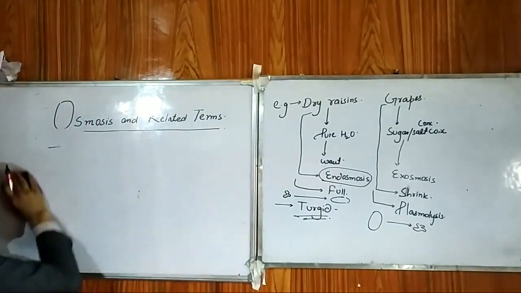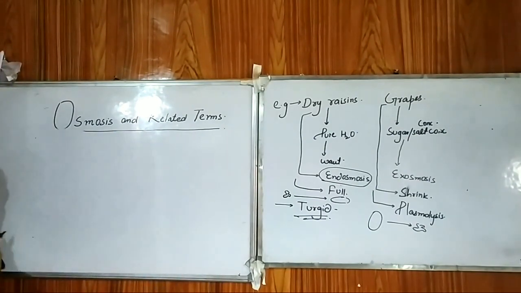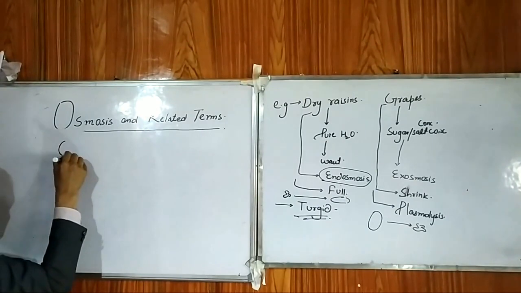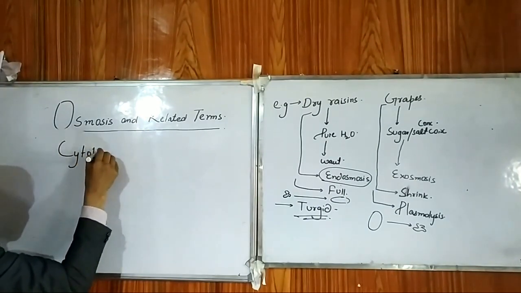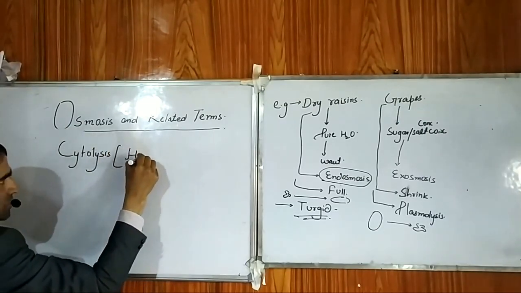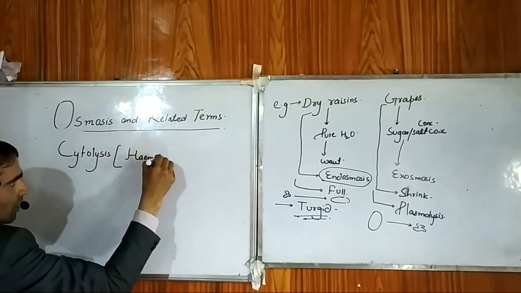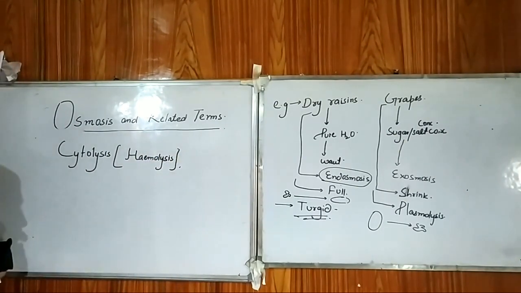Coming to next term, what is this? Cytolysis. This is in RBCs called as hemolysis. As the term suggests, lyse means breakdown. Heme is somewhat related to blood. Blood contains red blood cells. Cytolysis. Lyse means bursting, cyto means cell.